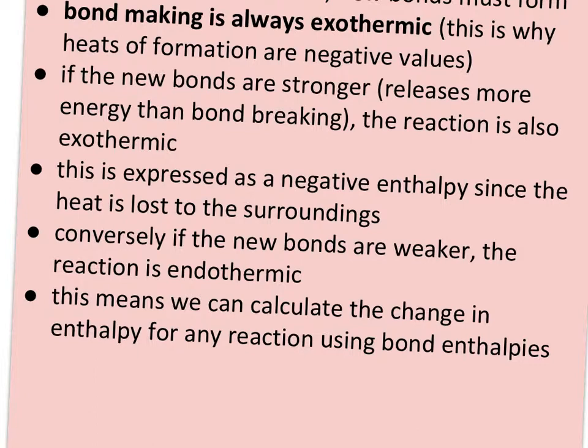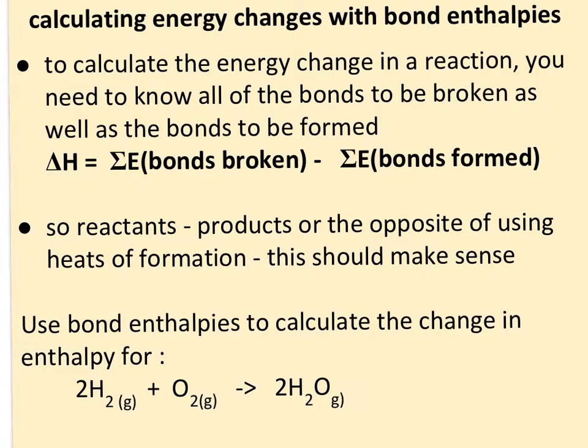So this has given us one more variation on Hess's law. We can sum up the steps, we can look at heats of formation, and we can also look at bond enthalpy. So let's look at an example of how you actually use bond enthalpies to calculate the change of enthalpy. To calculate the energy change in a reaction, you need to know all the bonds to be broken as well as the bonds to be formed. And so now you're going to take your bonds broken minus your bonds formed. And remember, your bonds broken are in your reactants, and your bonds formed are in your products.